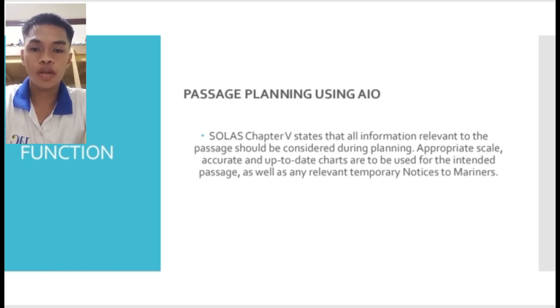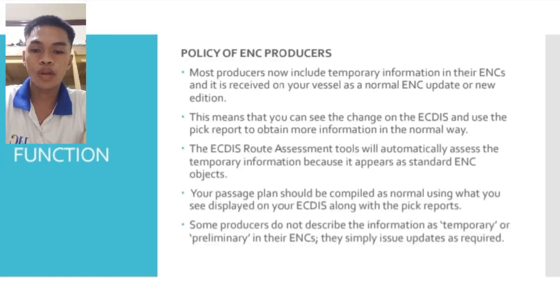Function. Passage planning using AIO. Chapter 5 states that all information relevant to the passage should be considered during planning. Appropriate scale, accurate and up-to-date charts are to be used for the intended passage, as well as any relevant temporary notices to mariners. Policy of ENC procedures.